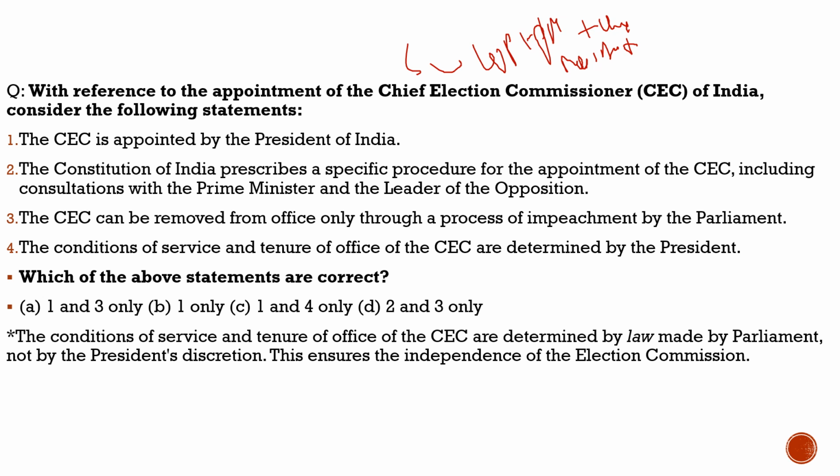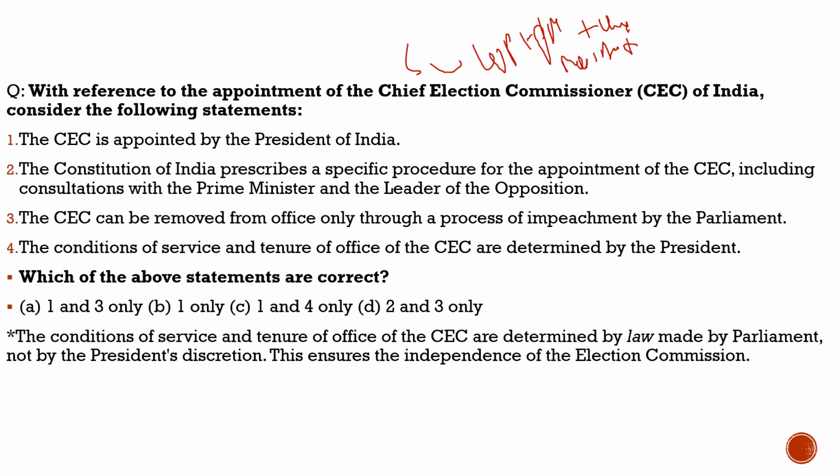And in 2023, the Supreme Court decided that the election commission should be selected by the leader of opposition, the PM, and the CJI. But it did not go well with the parliament. They brought up a law, and in that law, these were the members who would be selecting the chief election commissioners and election commissioners. This is the whole history.